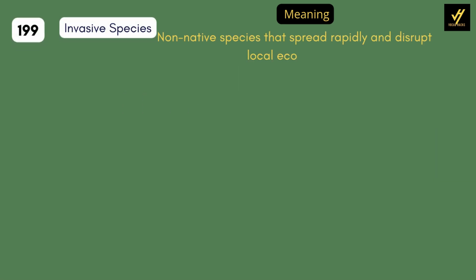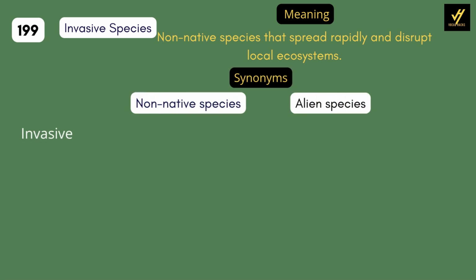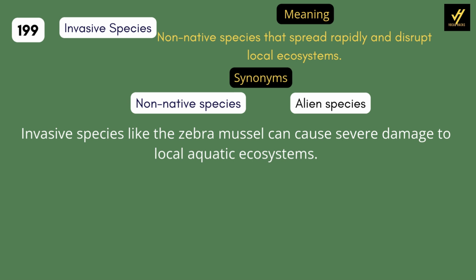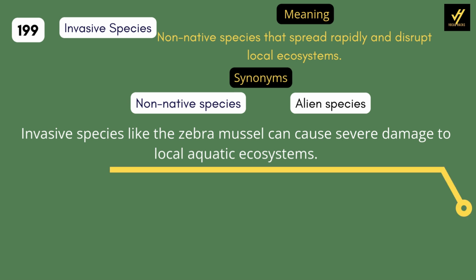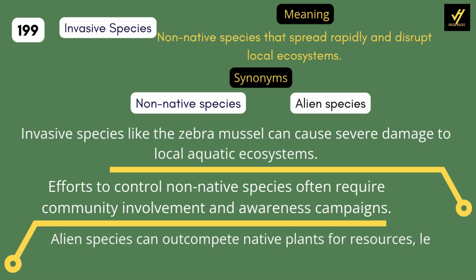Invasive species, non-native species that spread rapidly and disrupt local ecosystems. Non-native species, alien species. Invasive species like the zebra mussel can cause severe damage to local aquatic ecosystems. Efforts to control non-native species often require community involvement and awareness campaigns. Alien species can outcompete native plants for resources, leading to loss of biodiversity.